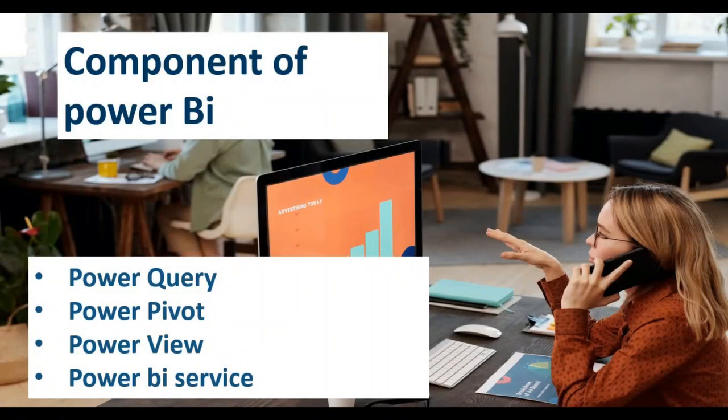Power View is basically for reporting purposes. What sort of report you need and what sort of charts or graphs you want to show can be done through Power View. Power BI Service is for sending reports to different people through emails and other formats, so that they can have these reports easily on their desktops.